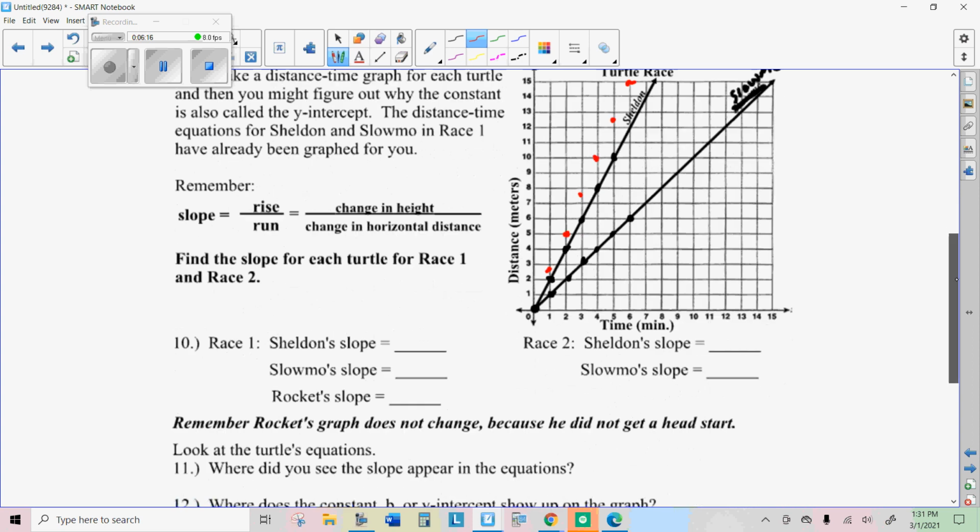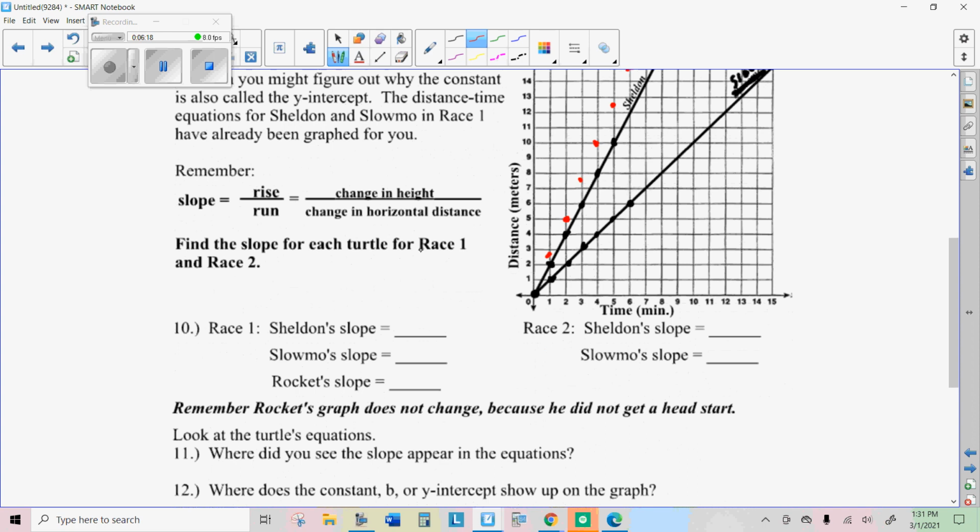Okay. So find the slope for each turtle. Remember, that's rise over run. So you would go up 1 over 1 for Slow-Mo. I'll put that right here. Rise over run, which is whenever we divide by 1, we just write it as a whole number. Go ahead and do the other 2.